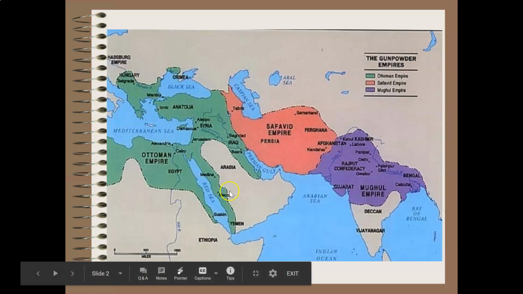All right, so this gives you an understanding of what we're talking about. The Ottoman Empire here is in green, the Safavid Empire here is in red, and the Mughal Empire here is in purple. We're going to go through and talk about each of these three.